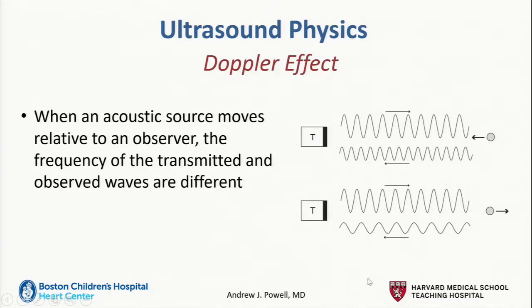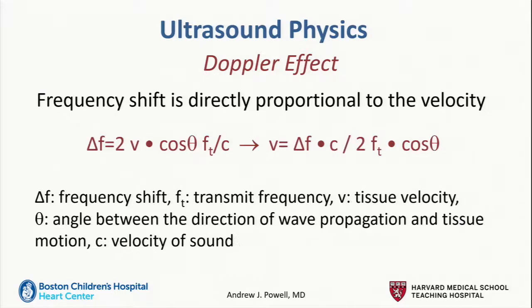And the classic analogy for this is standing on a train platform as a train approaches, and the train whistle goes off. And as the train's coming toward you, it sounds like a higher frequency, and then as it moves away from you and leaves the station, it sounds like a lower frequency. So that's essentially the Doppler effect. So we're going to use that in ultrasound to help us measure velocity.